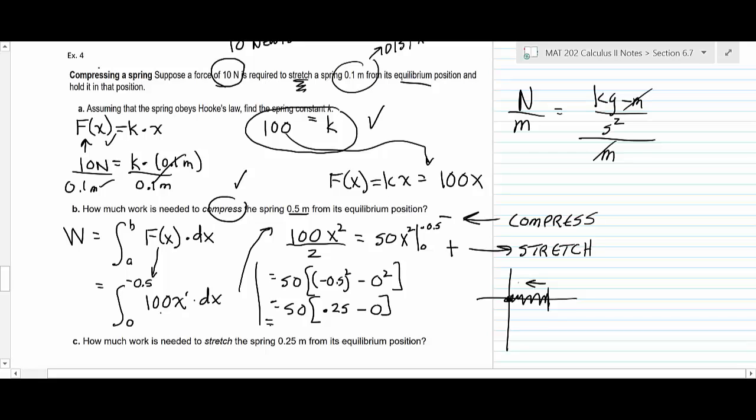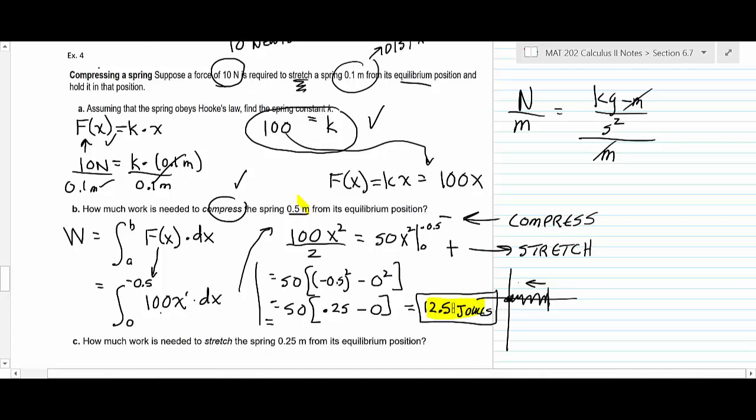12.5, I think, because it's half of a half. So it would be 12.5. Typically what we say for work is joules. So the final answer on that, we would write as 12.5 joules.